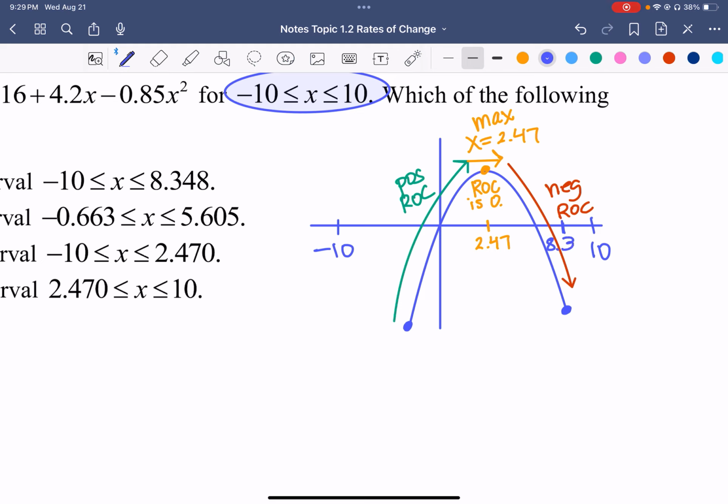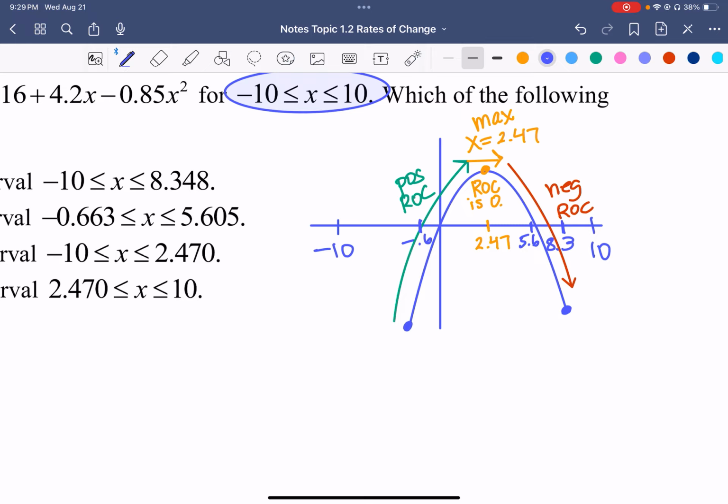Okay, the next one is -0.66. Let's say that's about right here, -0.6. And then 5.6 could possibly be around here. Okay, I already have -10. I already have 2.4. And then for the last one, I already have 2.4. And I already have +10.